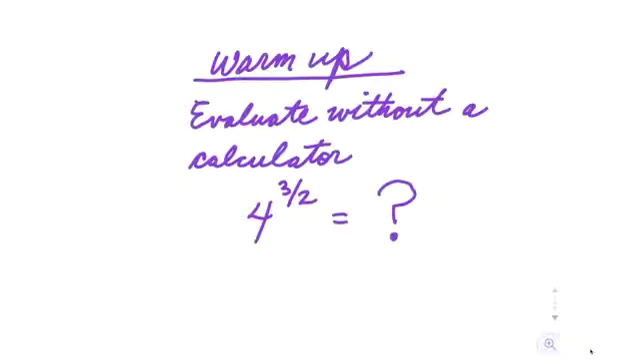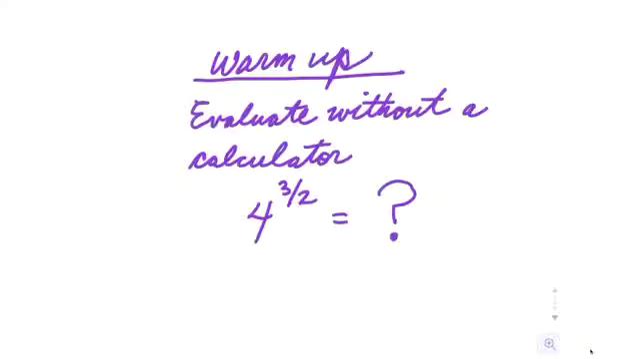Okay. So it says evaluate without a calculator. That's in cursive. Someone last period couldn't read the first word, and it was because it's written in cursive, and my cursive especially is not the best penmanship, but oh well. How do we read that? 4 to the power of 3 halves, or 4 to the 3 halves power, right?